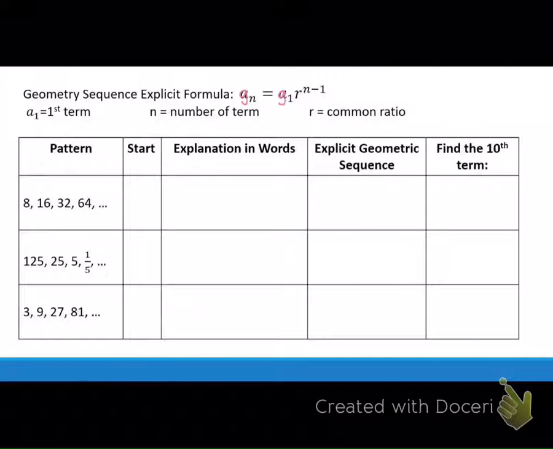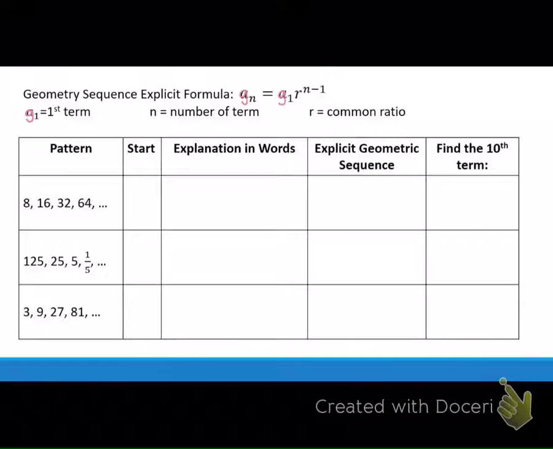G sub n equals G sub 1 times r to the n minus 1. You will notice that the variable is the exponent, so it looks very similar to the exponential equation. So A's are the same things as G's. You might see it one way or the other. The EOC formula sheet has it as a G. In textbooks, it's probably an A. So don't get confused. It's just a different letter to represent that. Does everybody understand that? So I'm just changing it to G's since that's what I did for you guys in the last one.